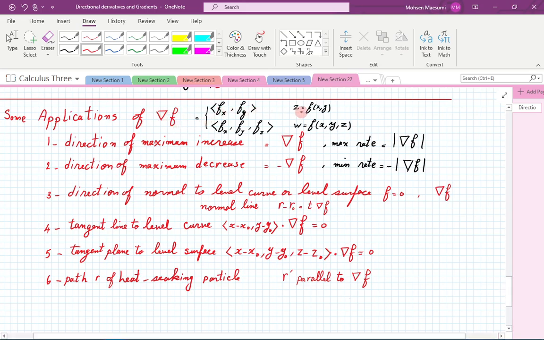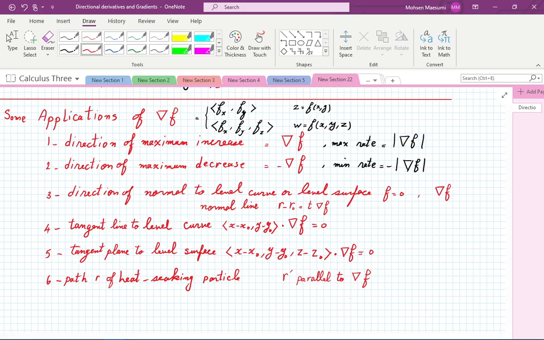Applications of the gradient of f. The gradient of f for a function of two variables is a vector of two components, fx and fy. A function of three variables is going to have three components, the partial derivative of your function with respect to x, y, and z, and so on if you had more variables.